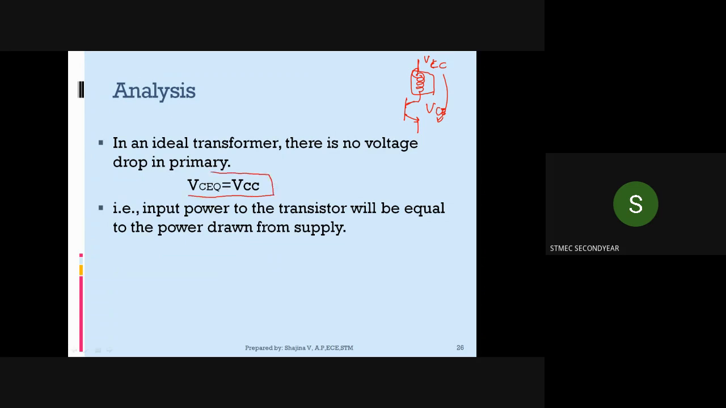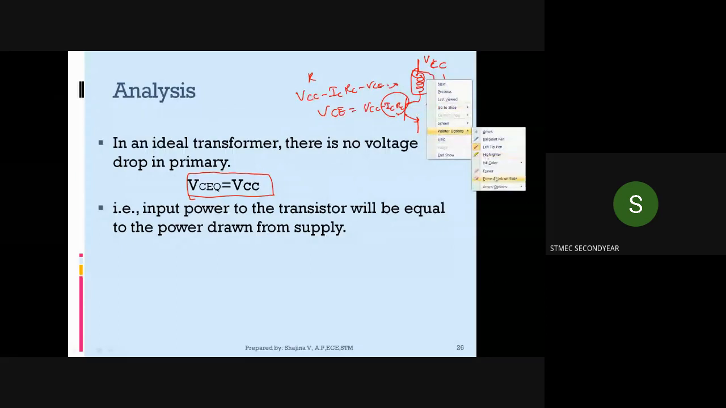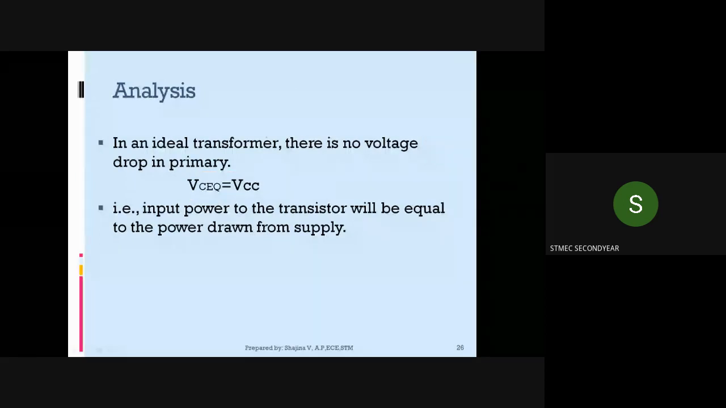The supply voltage VCC. Normally, if there was a resistor, what equation would we get? VCC minus ICRC minus VCE equal to 0, or VCE is equal to VCC minus ICRC, right? Normally, if you are using a resistive load. But here we are using a transformer winding, so there is no voltage drop in the primary. We can say our VCE will be equal to what? VCEQ will be equal to VCC. Okay, so the complete supply voltage will be obtained across this collector emitter terminal.